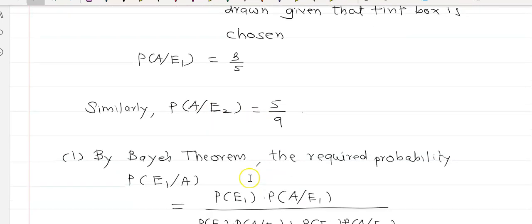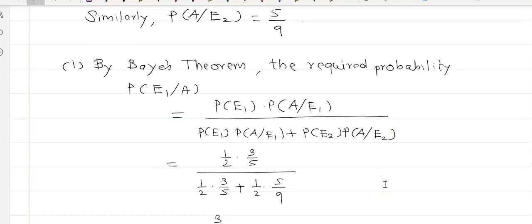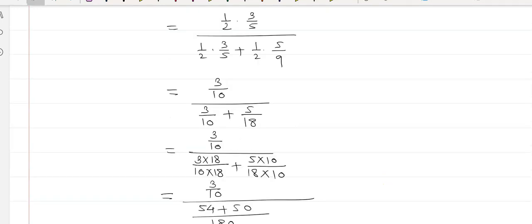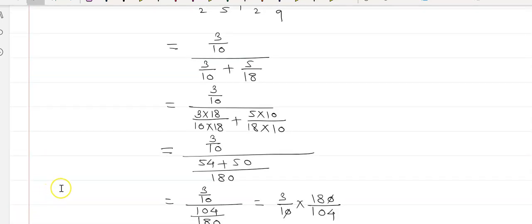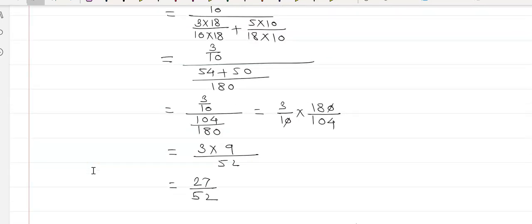Therefore, by Bayes theorem, the required probability of E1 conditional A is equal to probability of E1 into probability of A conditional E1, upon probability of E1 into probability of A conditional E1 plus probability of E2 into probability of A conditional E2. Substitute the values and you will get the answer. This is the calculation that you can perform. The required probability is 27 upon 52.